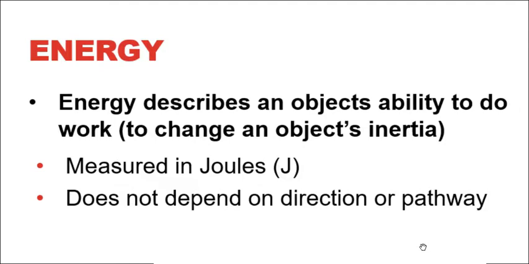Energy is measured in the units of joules, which is notated by a capital J at the end of the number. And it's also important to recognize that energy is a scalar quantity, meaning that it does not depend on direction or the pathway that the object takes. This makes it nice to work with energy because we can simply look at what happened at the beginning of the problem and then skip all the way to the end, and the rules of our energy have to hold true regardless of the path that the object took in between.